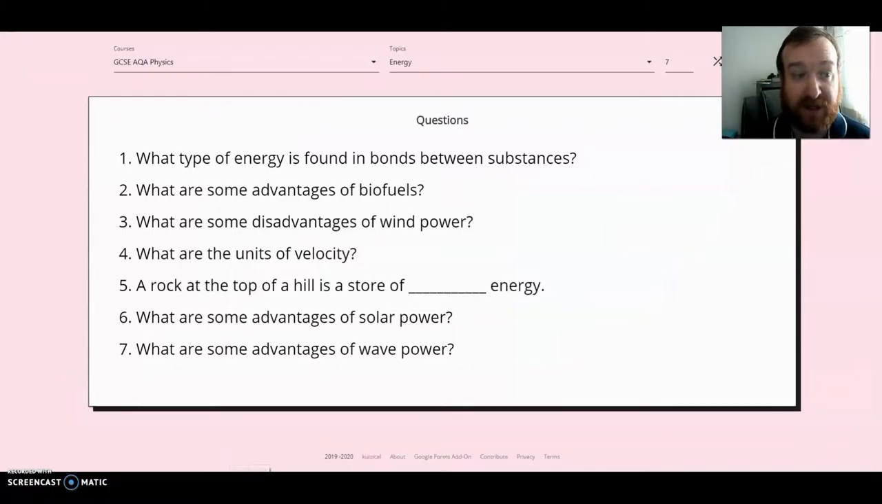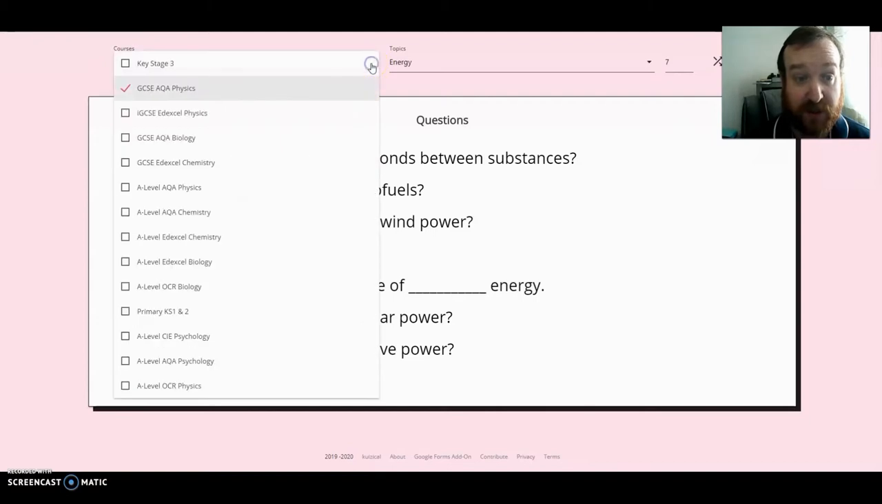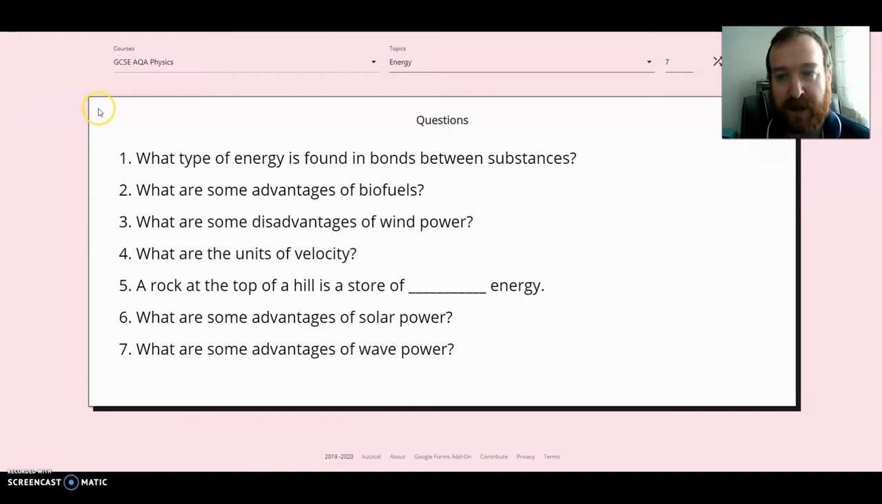Okay, so this is a brilliant website. It's got loads and loads of questions about your GCSE physics. You can also change it to biology. The chemistry is not there yet. There is some Edexcel chemistry, our old exam board, but it's good for the AQA physics. Now, some of the questions might have a typo in them. They're not all perfect, but generally they're pretty good. So this would be a really good revision tool when it comes to your exams.